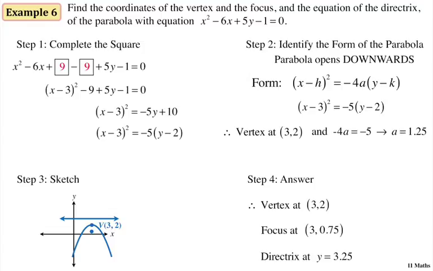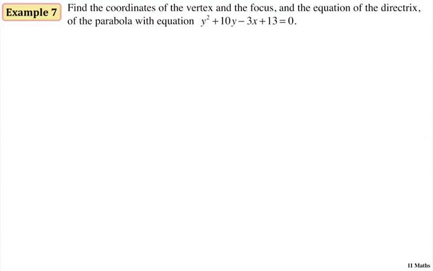So we've done examples 5 and 6, a parabola that opens upwards, a parabola that opens downwards. Example 7 will open to the right. If you wish, you can pause, try it yourself, and see what you get. Let's write it to complete the square.